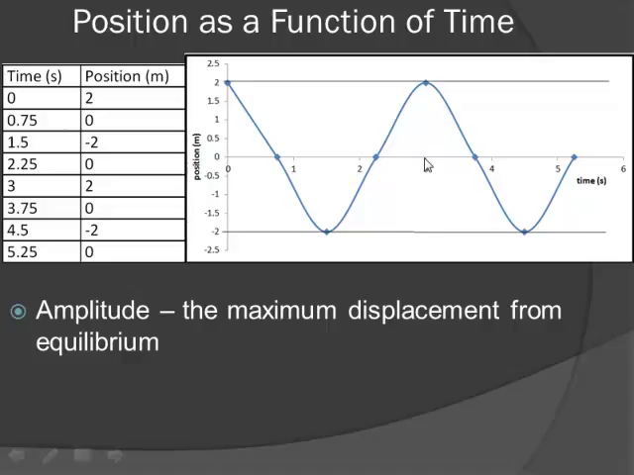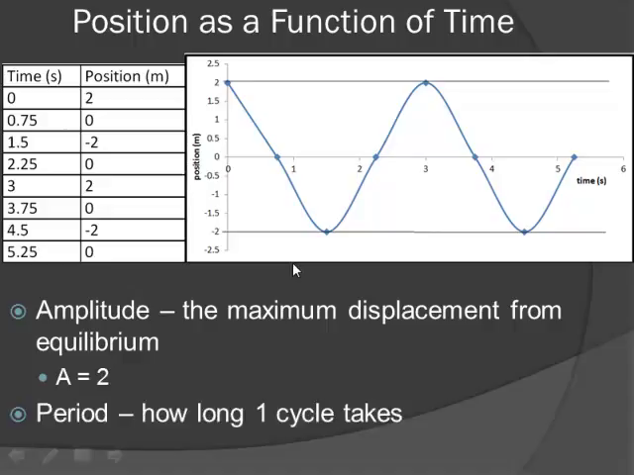Let's get some vocabulary under our belts. So amplitude is the maximum displacement from equilibrium, and that'll be whatever is on the outside of the sine or cosine function. In this case, the amplitude is equal to 2. Another thing we need to know to get the position as a function of time is the period. The period is how long one cycle takes. So whenever the particle returns back to its original position, and in this case, the period is 3 seconds. So we have a starting point.